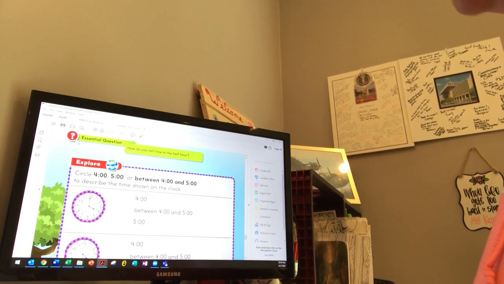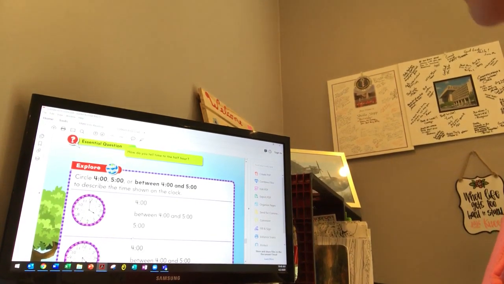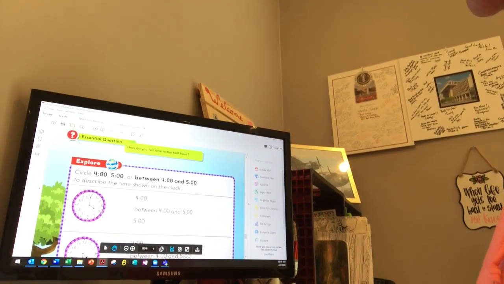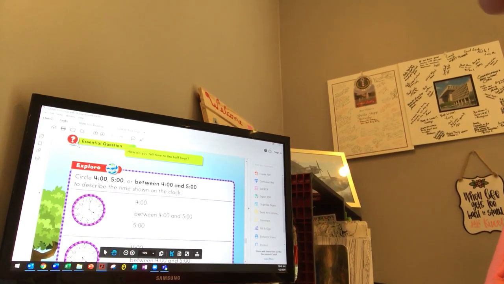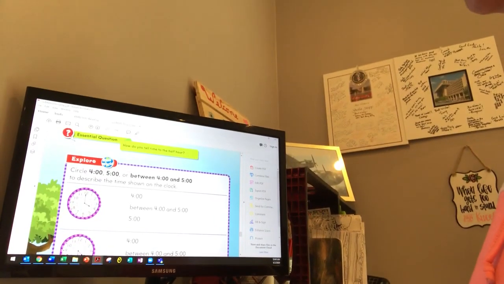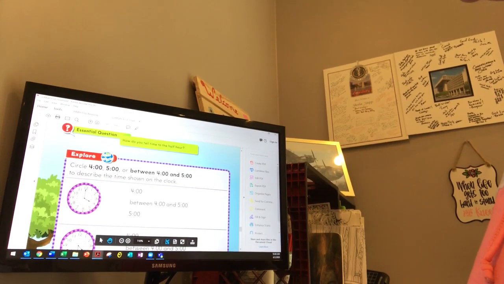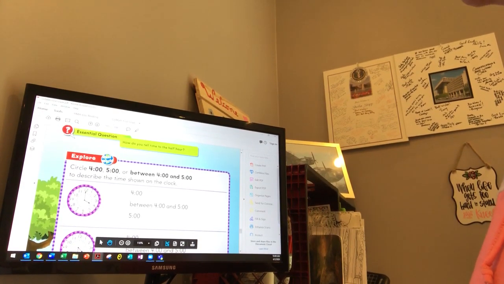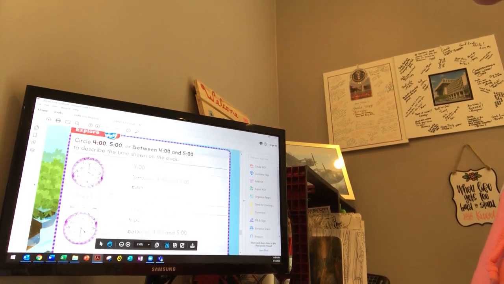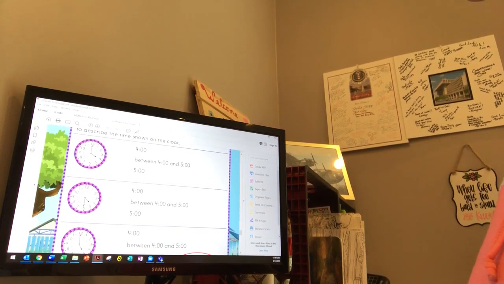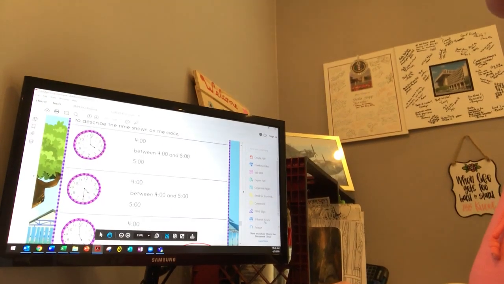So if we have the minute hand pointing to the 12 and the hour hand pointing to a number, it always is going to be what that number is. In this case, that number is 4 o'clock. So this first clock tells us the time is 4 o'clock. On the second one, the time is a little bit different.